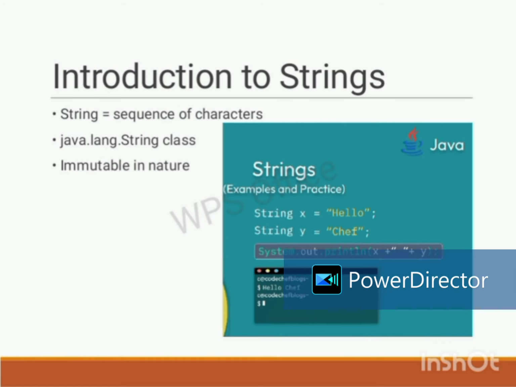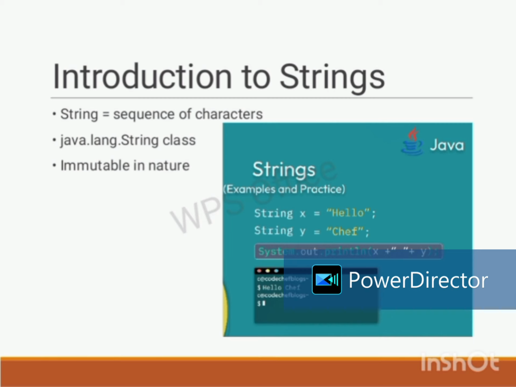Introduction to strings. In Java, a string is much more than just a group of characters. It is an object from the java.lang.String class and is used in almost every Java program. A string in Java is defined as a sequence of characters. For example, the word hello is a string, but what makes Java strings unique is that they are immutable, which means once a string is created, it cannot be changed.